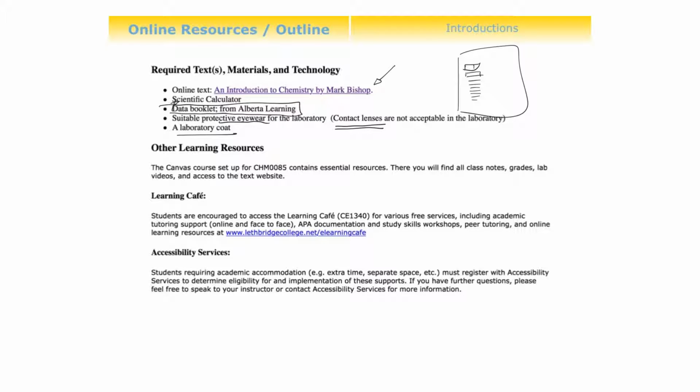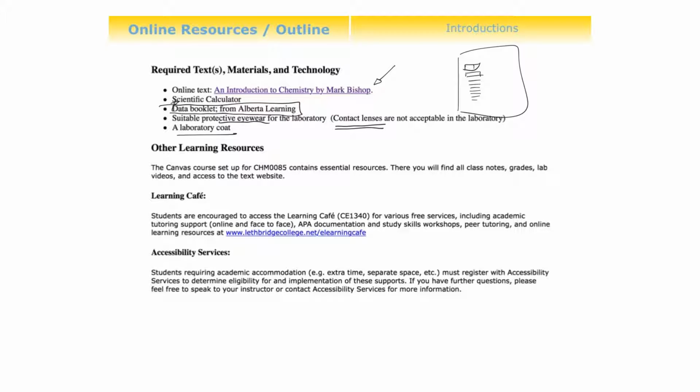Okay. Other kinds of resources: the Canvas course has lots of good resources, but also don't be afraid to look around the internet for lots of other things like Khan Academy and lots of stuff on YouTube. There's lots of good information out there.